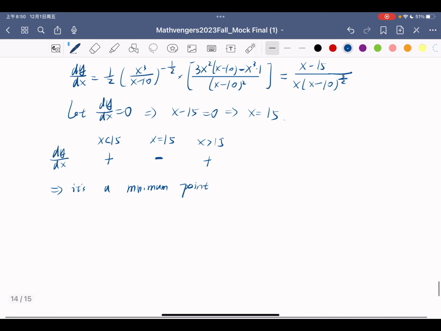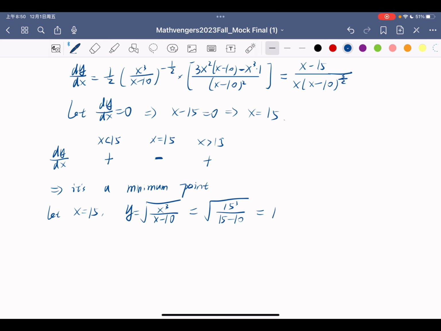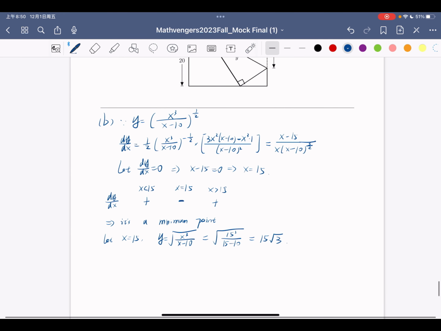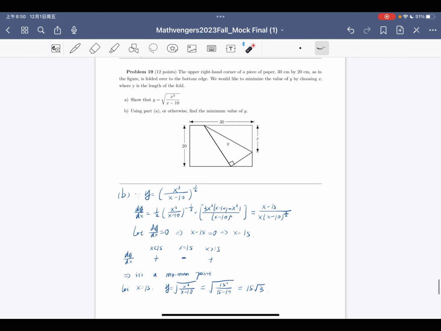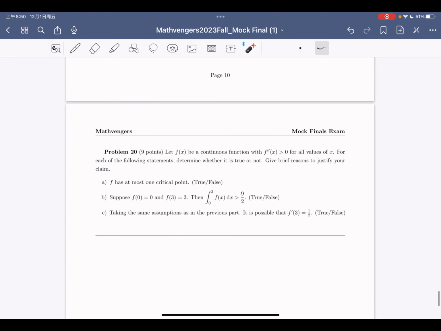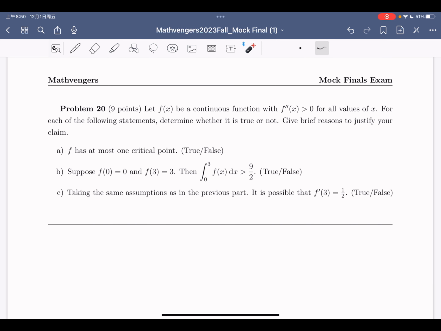Okay, so this is a minimal point, and we let x is equal to 15 and compute y. y is equal to the square root of x cubed over x minus 10, which is equal to the square root of 15 to the power of 3 over 15 minus 10. This is 15 times the square root of 3. Okay, this is the minimum value of y. This is problem 19. And now we move to the last question, problem 20.